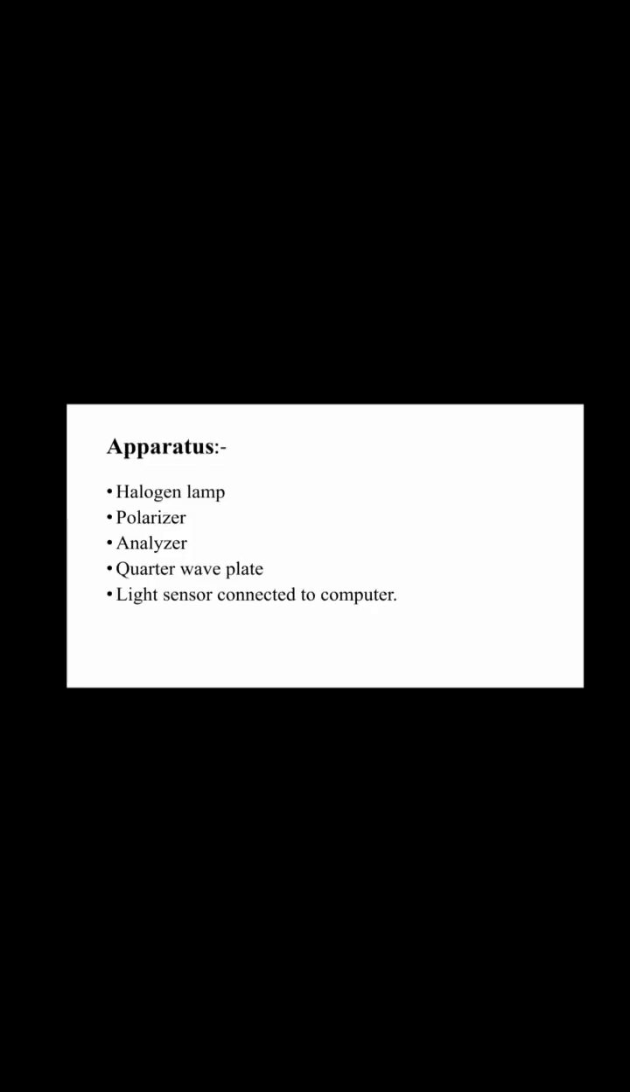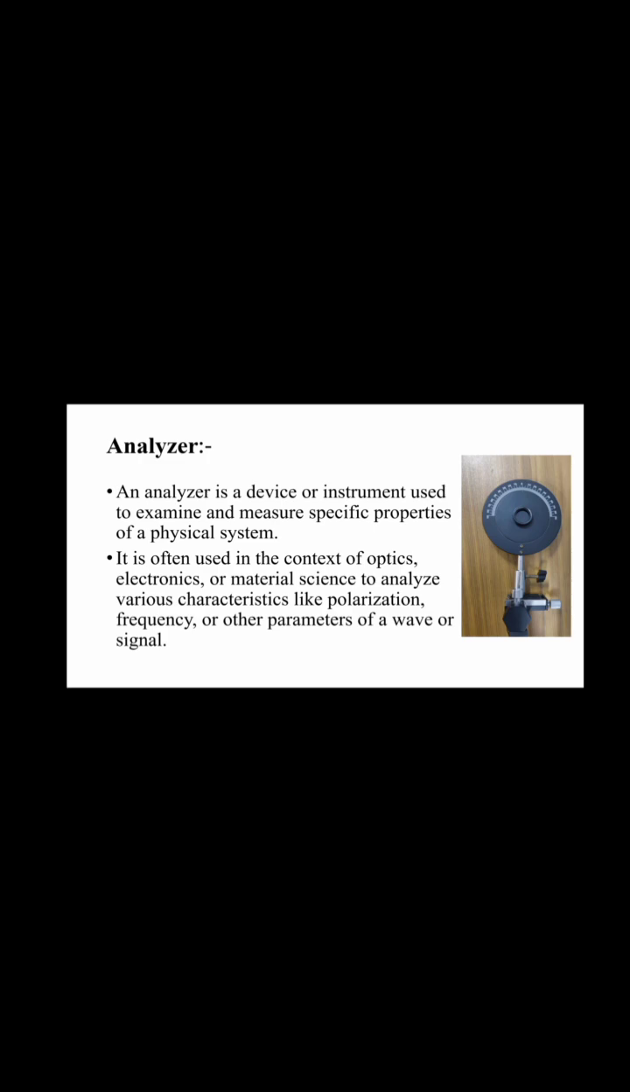And the apparatus required to conduct the experiment are: first we need the source of light, which is the halogen lamp, and a polarizer and analyzer and one quarter wave plate, and the last apparatus is a light sensor connected to the computer. Now let's see what is meant by an analyzer.